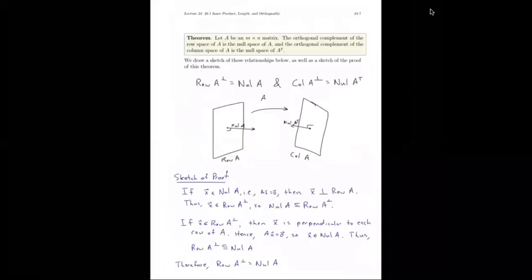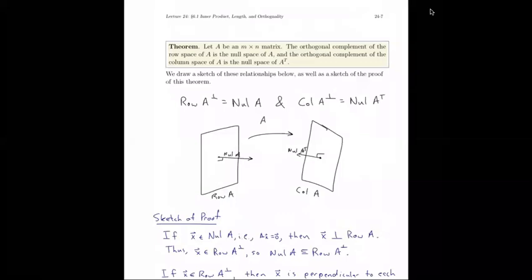Okay, to go on a little further, to tie it into something that we're actually familiar with. This theorem tells us that if A is an m by n matrix, the orthogonal complement of the row space of A is the null space of A. This is something we've always sort of suspected. There's some kind of conservation here for m by n matrices in terms of their null space, row space, column space, and all of that.